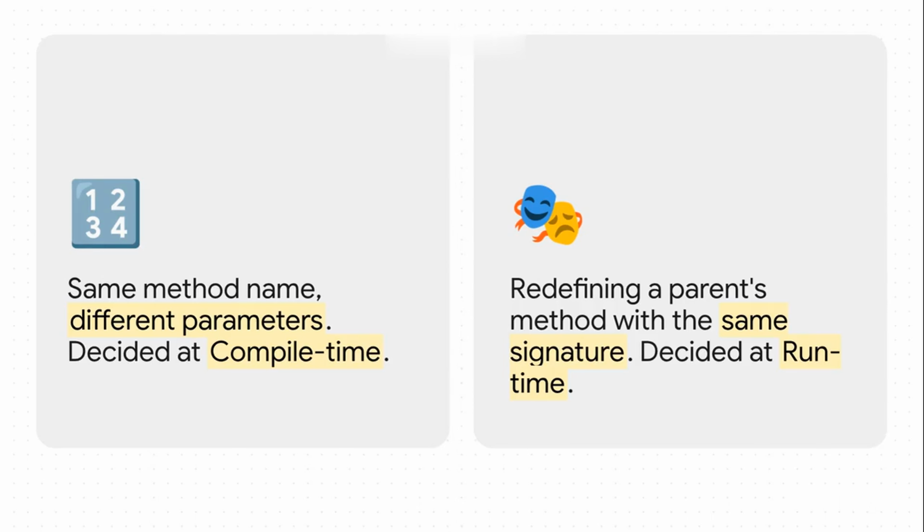Now, polymorphism comes in 2 main flavors. First up, you've got overloading. This is just having methods with the exact same name, but different inputs or parameters. The code is smart enough to know which one you want to use based on the data you give it. Then, on the other side, you've got overriding. This is where a child class in our family tree provides its own special version of a parent's method. The cool part? The program decides which version to use while it's actually running.